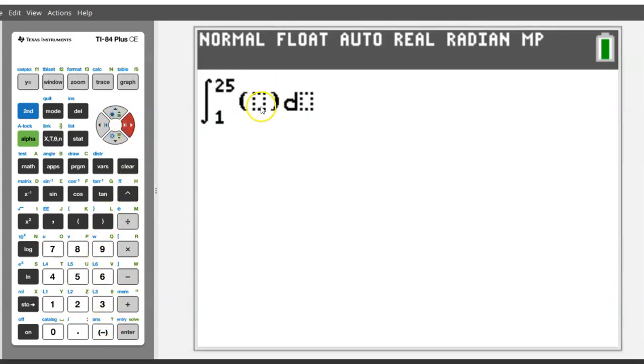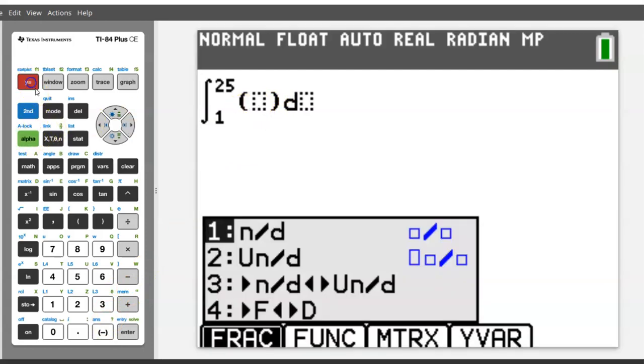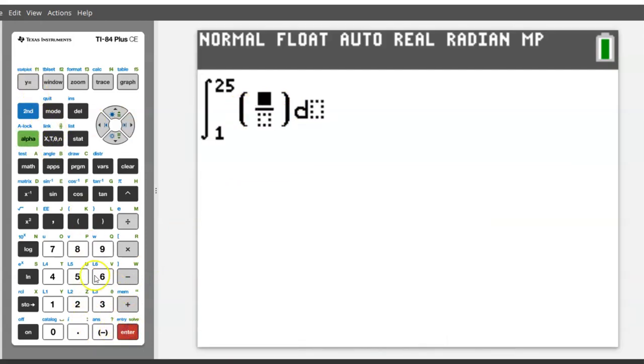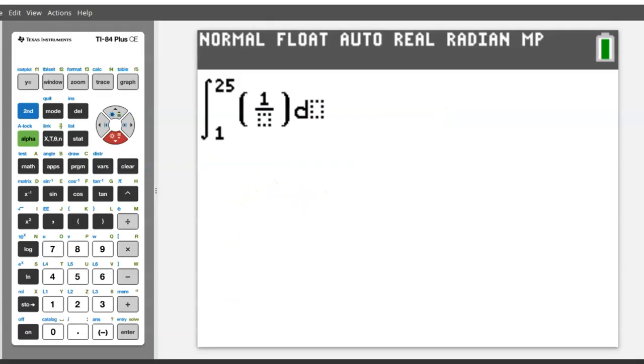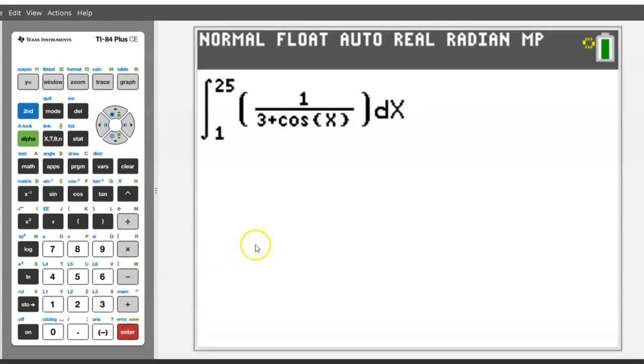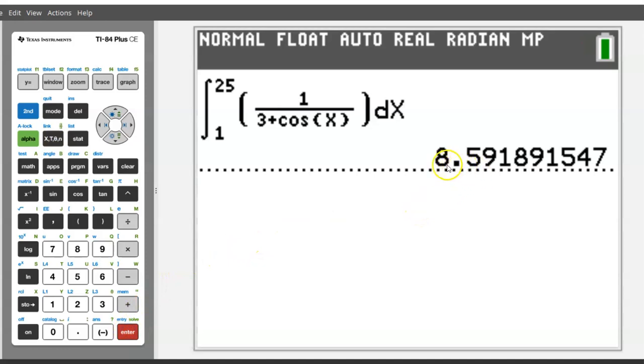So I know we need a fraction in here. So let's do alpha y equals enter. And it was 1 over something. What was it? 1 over 3 plus cosine t. 3 plus cosine. Instead of t, we have to put x. And dx. So there it is. 8.592 if you round up, or 8.591 if you truncate.